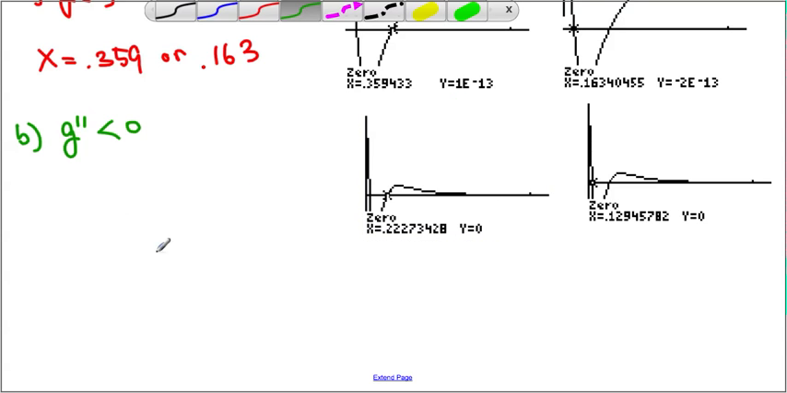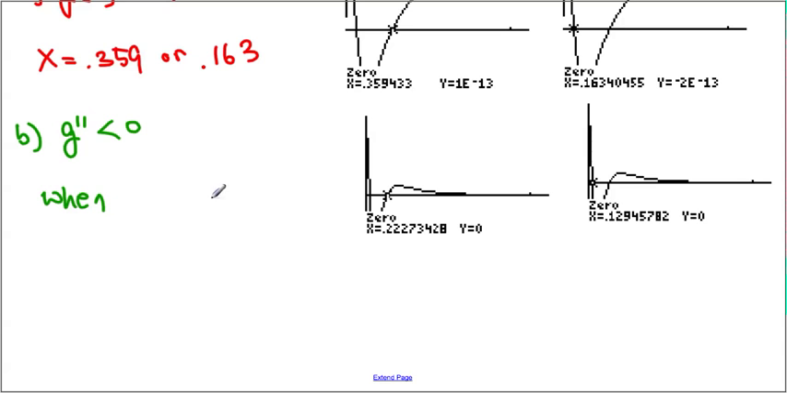So one of our answers is when x is less than 0.223 but greater than 0.129 approximately. So that's one option, but we don't really clearly know what's happening over there.